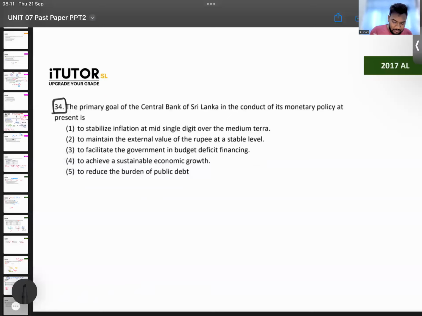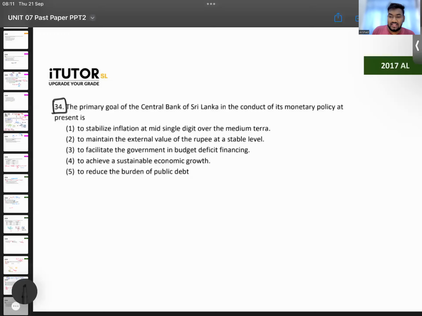34. Primary goal of the central bank to conduct its monetary policy, guys. What's the main aim? Why do they conduct the monetary policy and all of it? For what purpose? To control inflation, no? That is the whole purpose. Remember, they change the policy rates, that affects the money supply, then the aggregate demand, then at the end, it affects price level. That is their main thing.